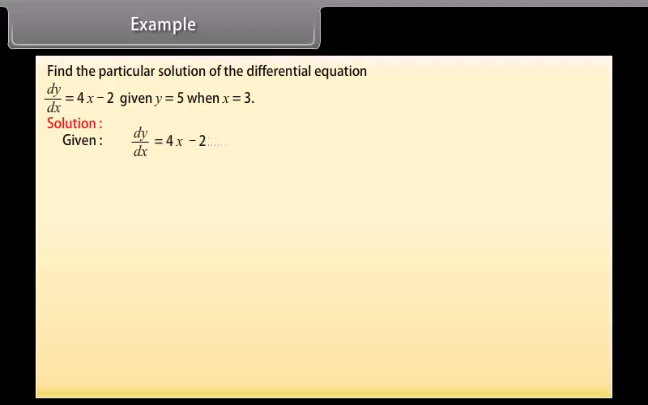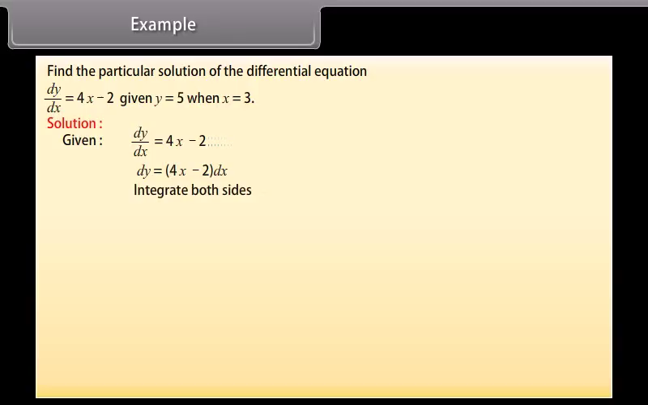Example. Find the particular solution of the differential equation dy by dx equals 4x minus 2 given y equals 5 when x equals 3. Solution. Given dy by dx equals 4x minus 2. dy equals 4x minus 2 dx.